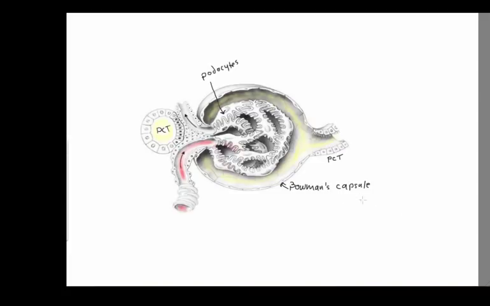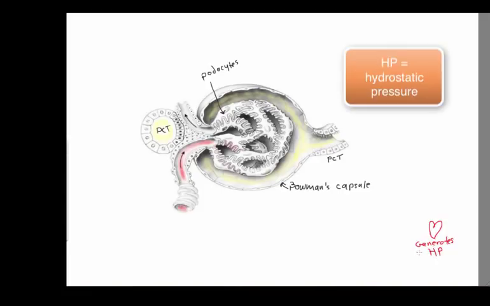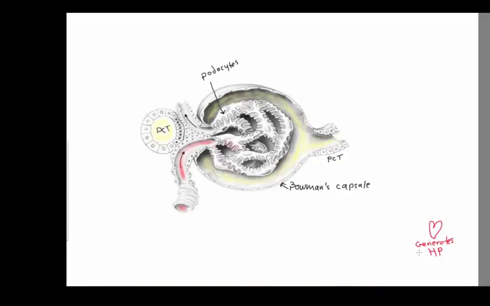So I'm going to start all the way over here with the heart, which generates hydrostatic pressure. And I'm going to abbreviate hydrostatic pressure as HP, since we've talked about that before when we talked about formation of lymphatic fluid. So the heart generates hydrostatic pressure, and it pumps blood into the aorta, since we're talking about the systemic circulation. And the aorta leads to the renal artery.